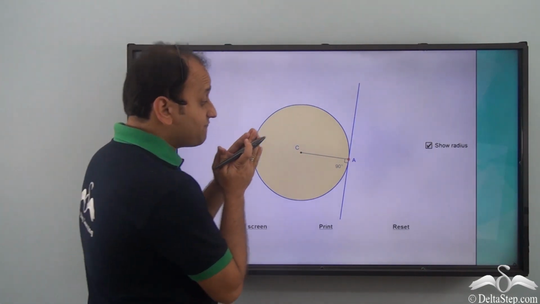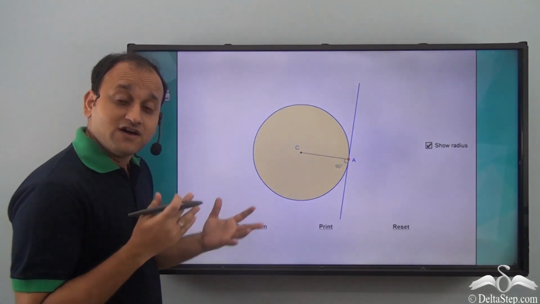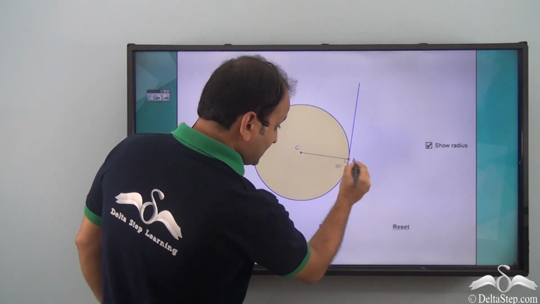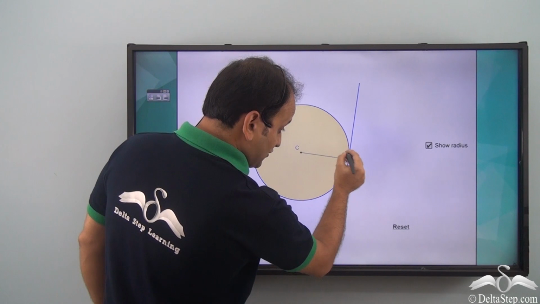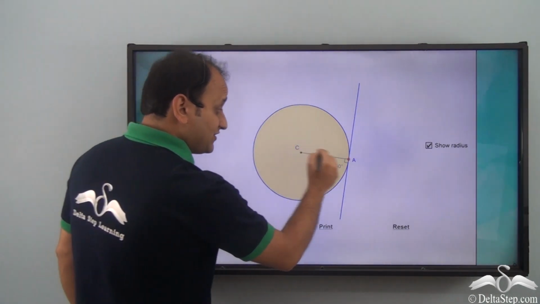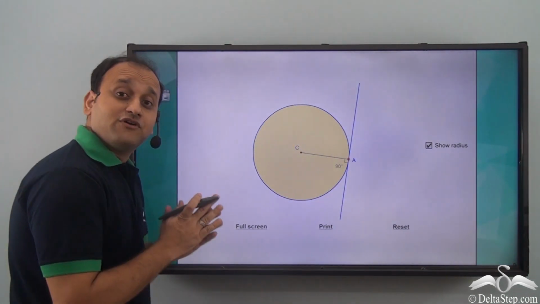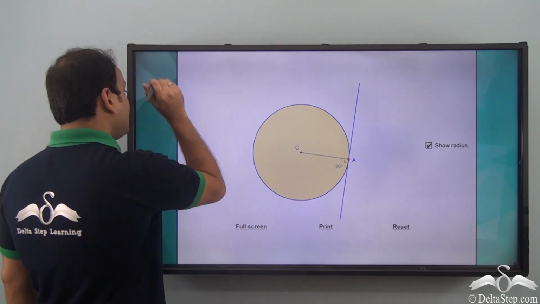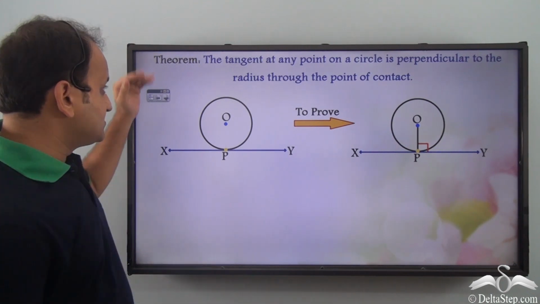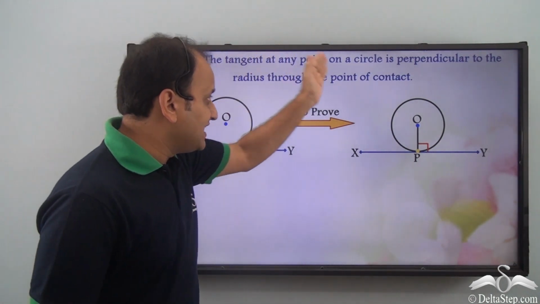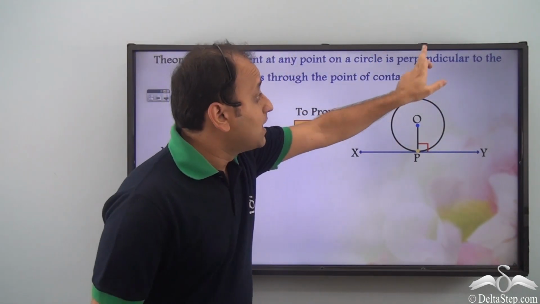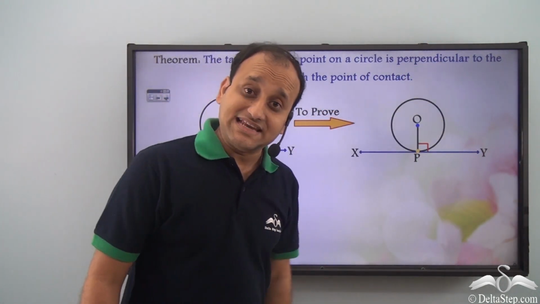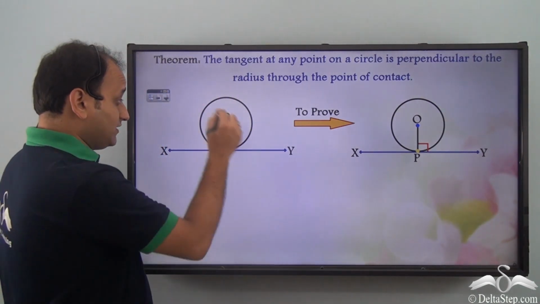And this is a very important theorem of circles. That is, if the radius passes through the point of contact of the tangent, then the radius and the tangent will always make 90 degrees. So, what is the theorem? The tangent at any point on a circle is perpendicular to the radius through the point of contact. So, it is very important.